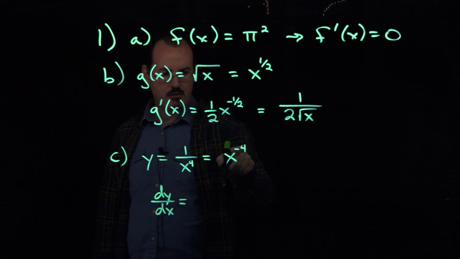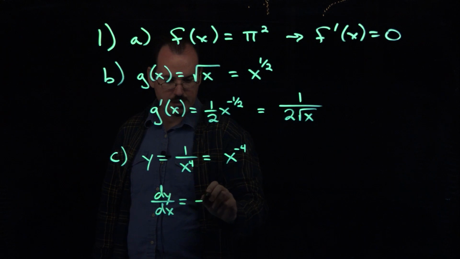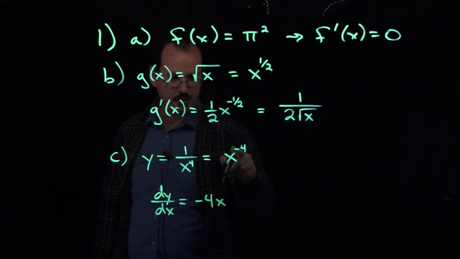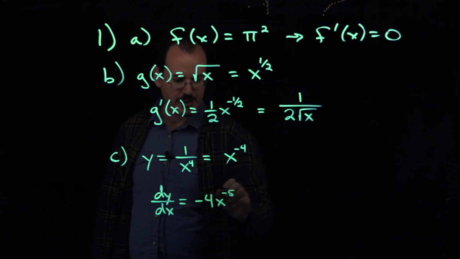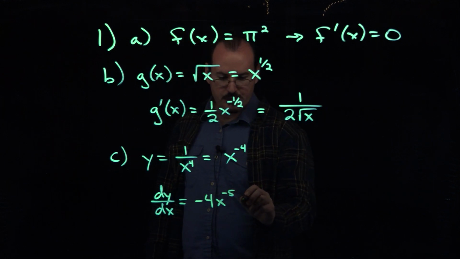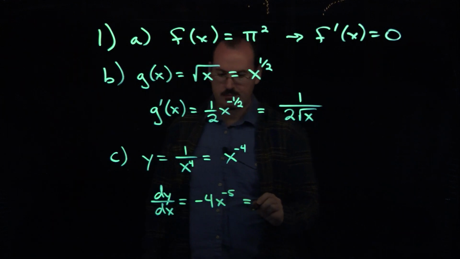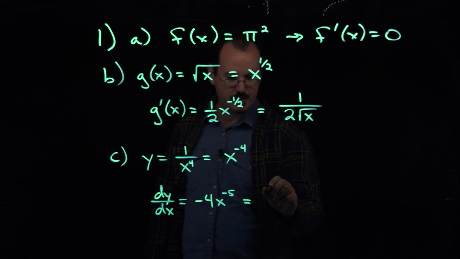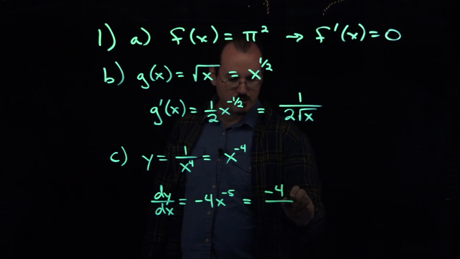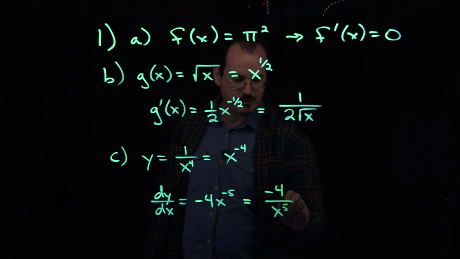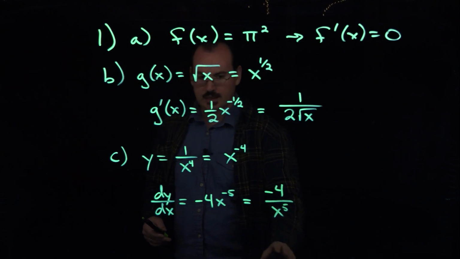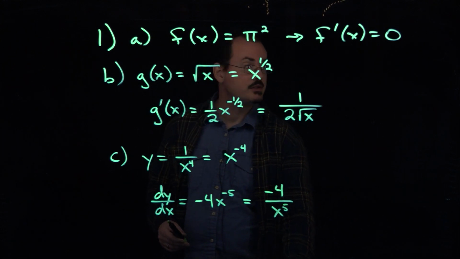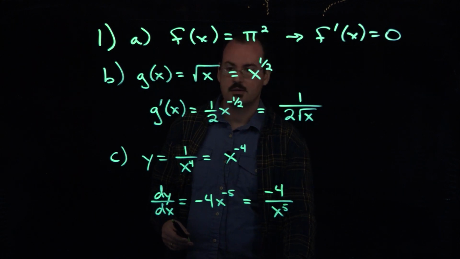So power rule again here, we put the negative 4 in front, so negative 4x, and then we lower that by 1. That gives us a negative 5 power. And if you want to rewrite this with its positive exponent, you can move that 5th power to the denominator, so we get negative 4 over x to the positive 5th power. So that's the derivatives of these three functions using the power rule.